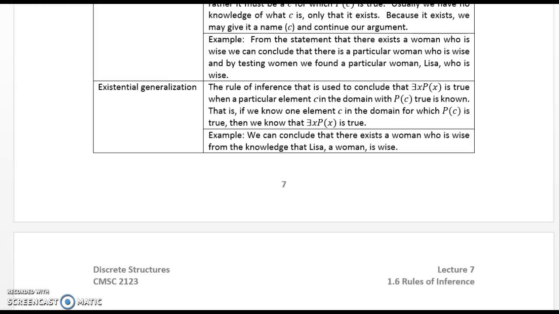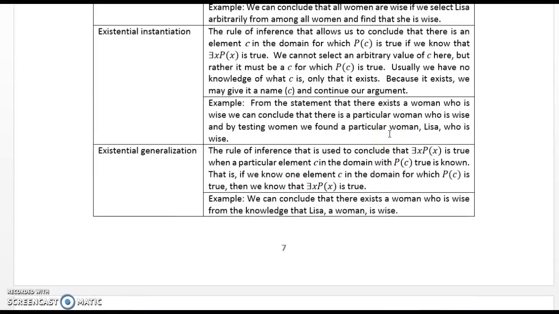In part one of this lecture, we stopped on existential instantiation. We now need to continue through existential generalization. The rule of inference that is used to conclude that there exists x, P of x is true when a particular element c in the domain with P of c true is known.